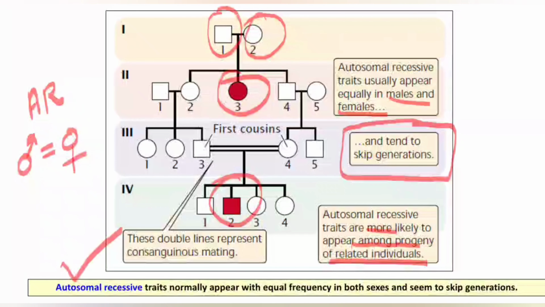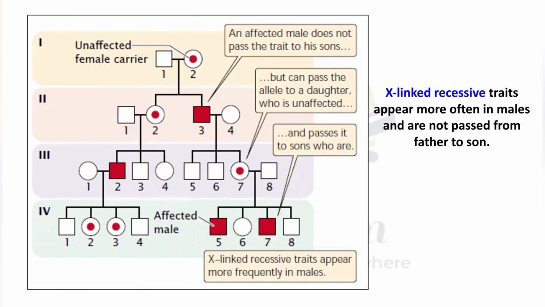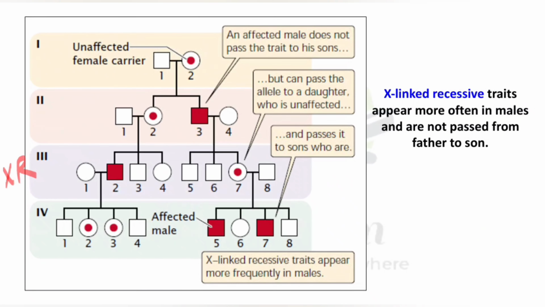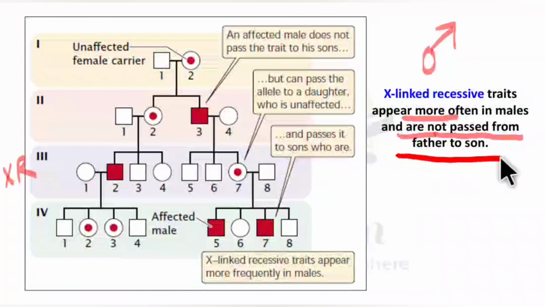Now let's move on to X-linked recessive and X-linked dominant. These are the characterizing features of X-linked recessive. Males are more prone to that trait as compared to females. It means X-linked recessive traits appear more often in males than in females. And the second characterizing feature is that they are not passed from father to son.